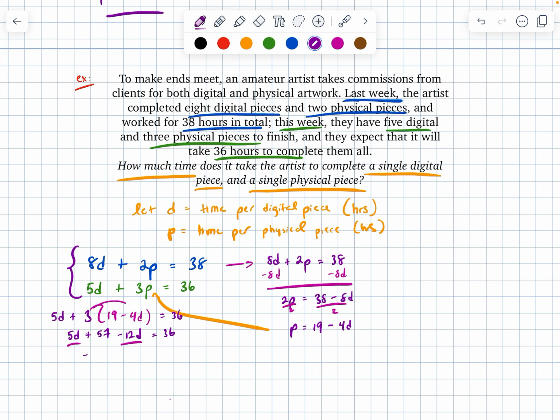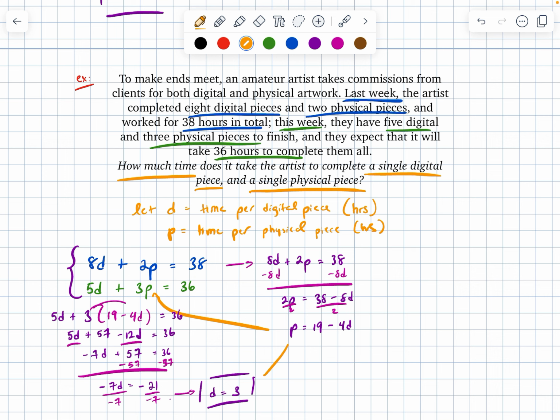Combining some like terms on the left side, I see 5D minus 12D. 5 minus 12 is negative 7D. So I've got negative 7D plus 57 equals 36. Subtracting 57 from both sides, 36 minus 57 is equal to negative 21. And now, dividing both sides by negative 7, I can show that D is equal to 3.